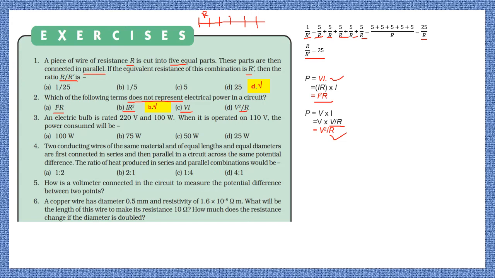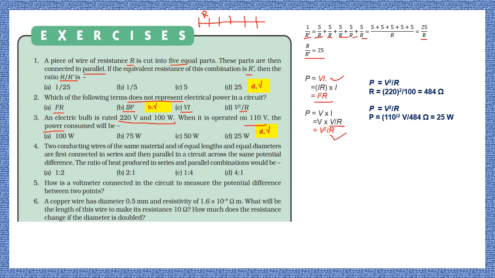Now the third question is, an electric bulb is rated 220 volt and 100 watt. Now if it is operated on 110 volt, then you have to find out the power consumed. The correct answer will be D. And how will it be D? Let me solve it for you.